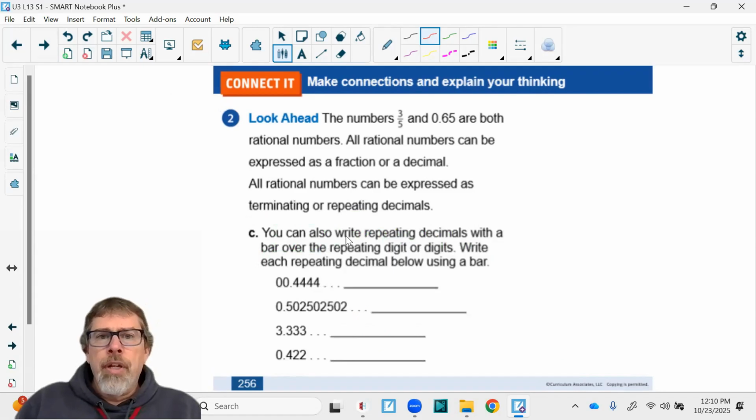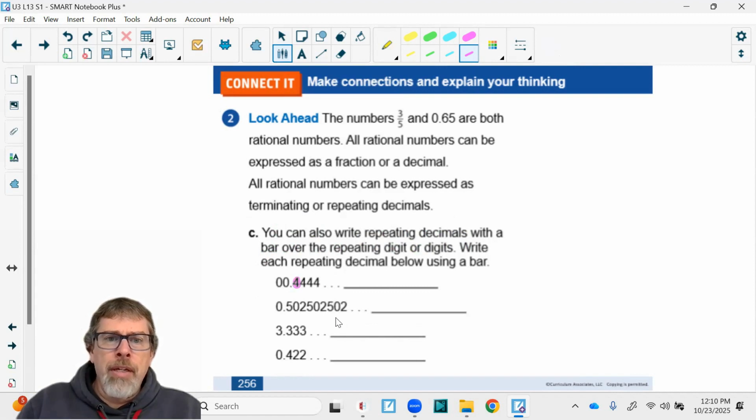Number 2, you can also write repeating decimals with a bar over the repeating digit or digits. Okay, so then we need to identify what is repeating again. This is all 4s, 4, 4, 4, 4. So a 4 is repeating. And this one, 502 is repeating. 502, 502, 502. In this one, a 3 is repeating after the decimal. And then on this one, the 4 does not repeat, but after that, 2 repeats.